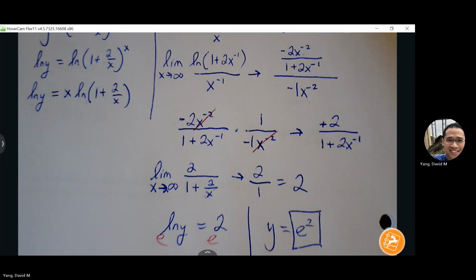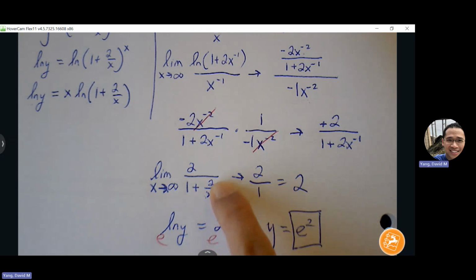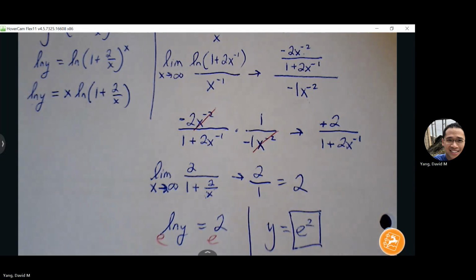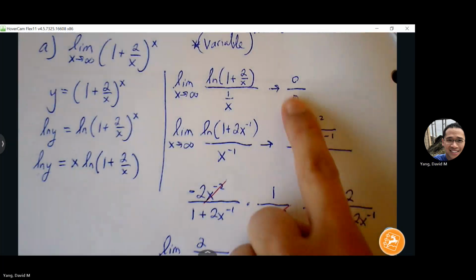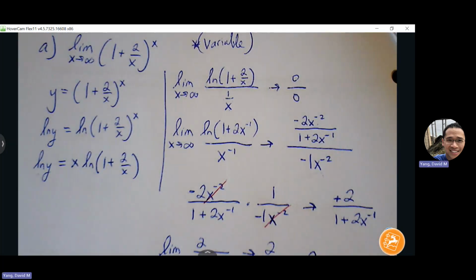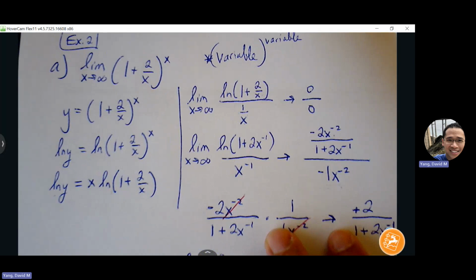When you're plugging in infinity, it's just kind of like, that's about this much, right? Well, it depends. We have to think about what's happening with infinity. So 2 over a million, 2 over a billion, what is that value getting closer to? It's getting smaller, until it reaches 0, right? If the limit is approaching 0.